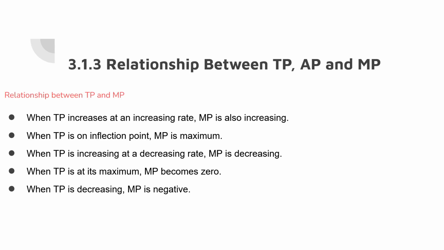Relationship between TP, AP, and MP. When TP increases at an increasing rate, MP is also increasing. When TP is at the inflection point, MP is maximum. When TP is increasing at a decreasing rate, MP is decreasing. When TP is at its maximum, MP becomes 0. When TP is decreasing, MP is negative.